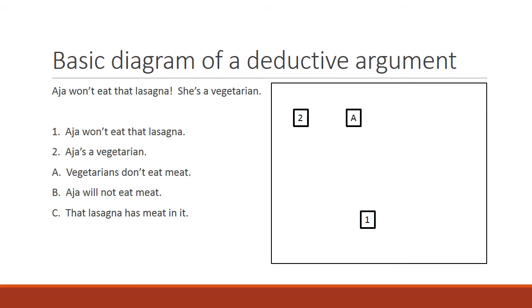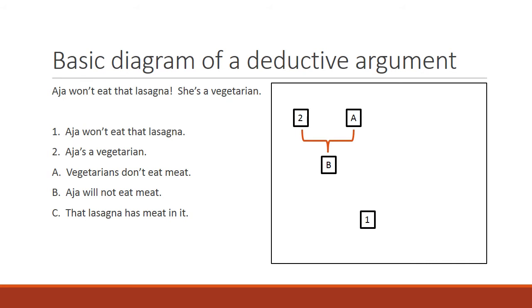Those 2 statements together work as a team to prove to us that Asia will not eat meat. Think about it. Because she's a vegetarian and vegetarians don't eat meat, she doesn't eat meat. To indicate that these 2 premises work together as a team, we use a bracket. You notice that the line from 2 to A comes together, joins it as a team before it leads down to B. This tells me that it's a deductive argument.